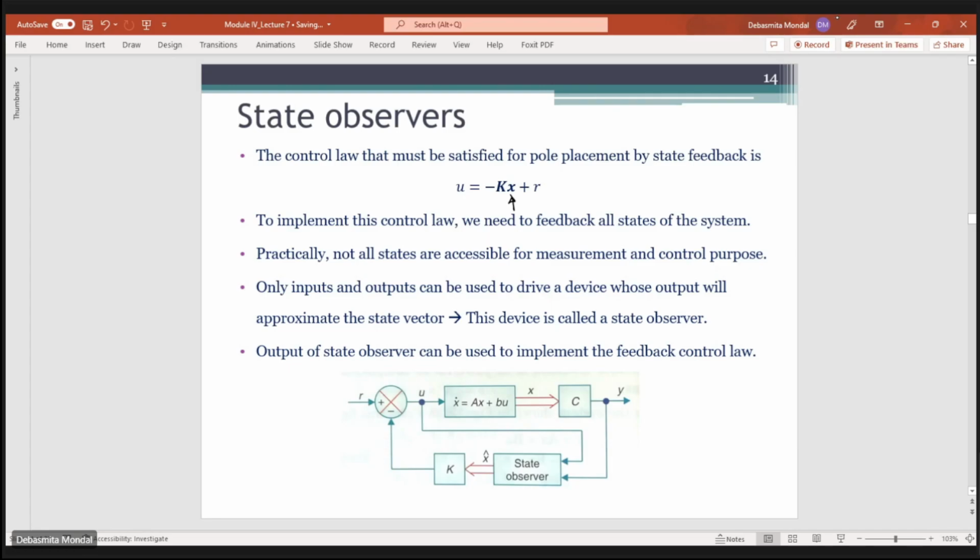The state observer is basically a device whose output will approximate the state vector. Since we don't know the value of the state vector x properly, we use a state observer in order to find an approximated value of the state vector, and then using that approximated value, we implement the feedback control law and make the closed loop system.